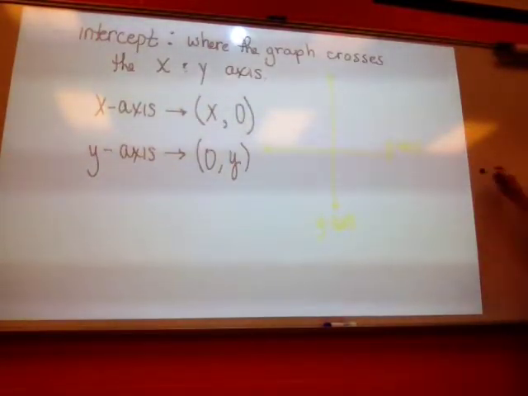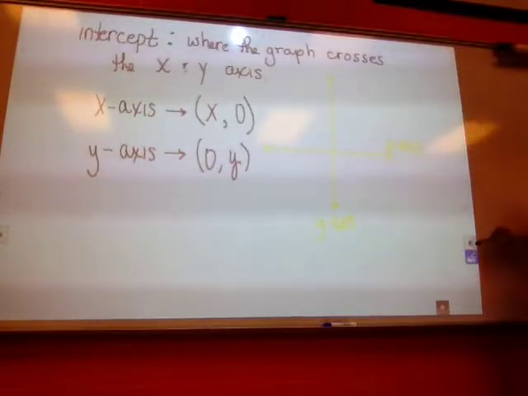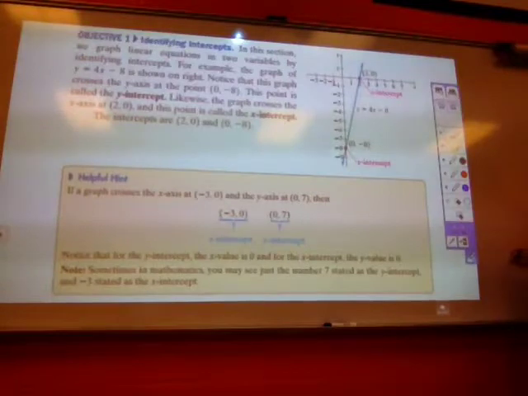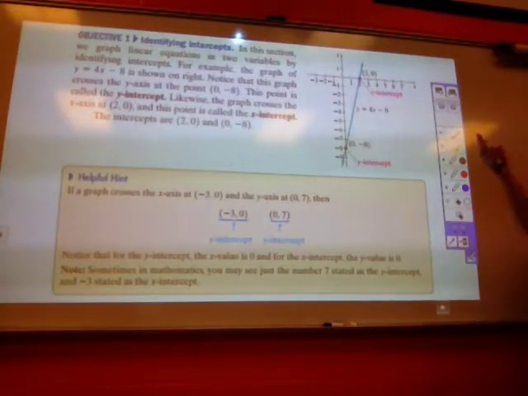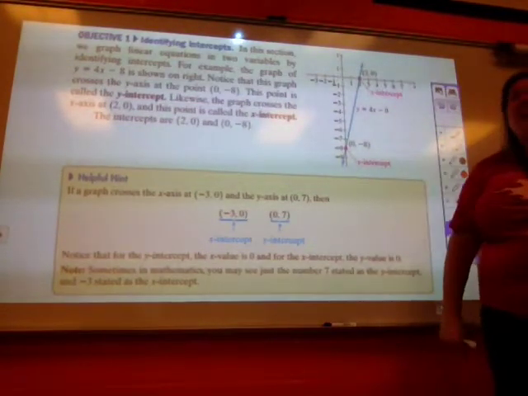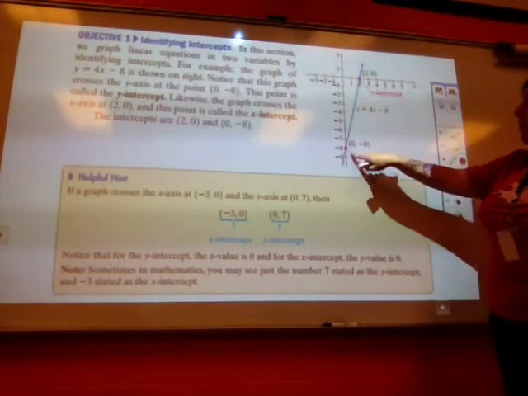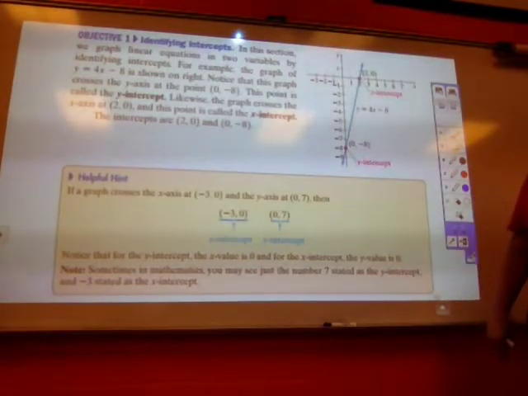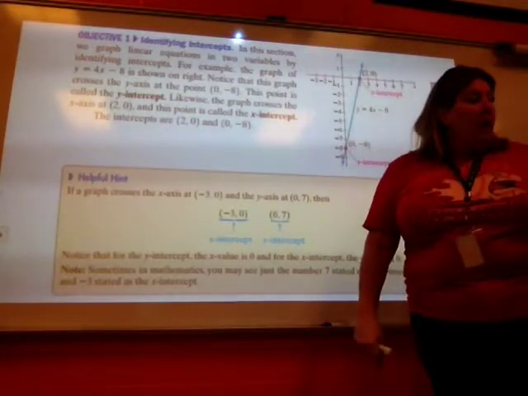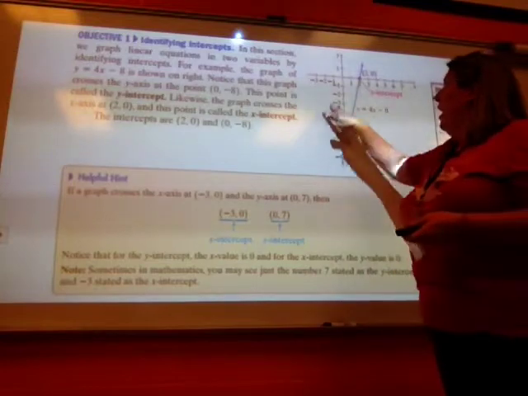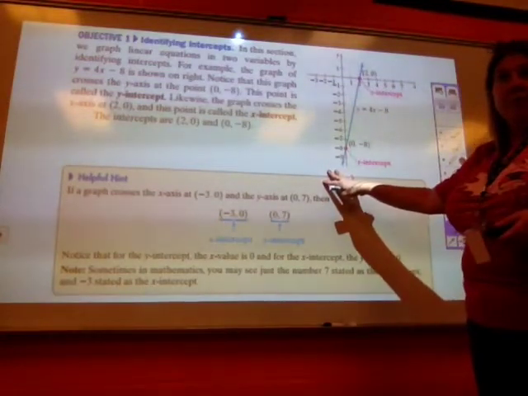The other thing that you need to know in regards to this is that there can be more than one intercept. This particular line has how many intercepts? 2. It's got an x-intercept and a y-intercept. So there can be more than one depending on what type of figure we have on the graph.